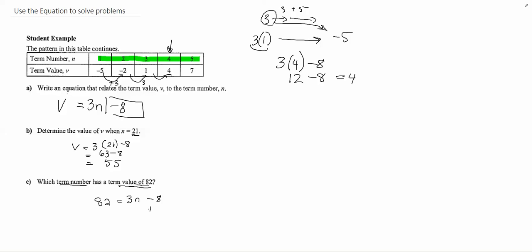So the first thing I do is add 8 to both sides. That gives me 100 is equal to 3n. And now I can't add. So 82 plus 8 is not 100, it's 90. So now I have 90. I'm going to divide both sides by 3. And I do that, and I get 30 is equal to n. So the term number is 30 when the value of the term is 82.